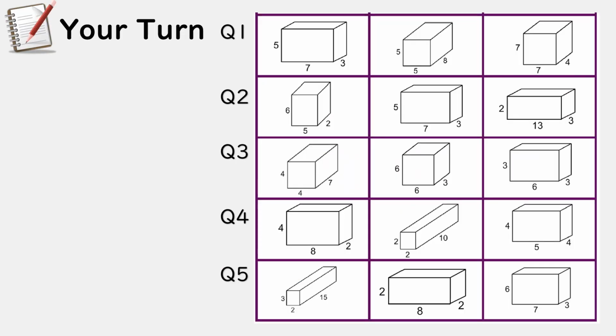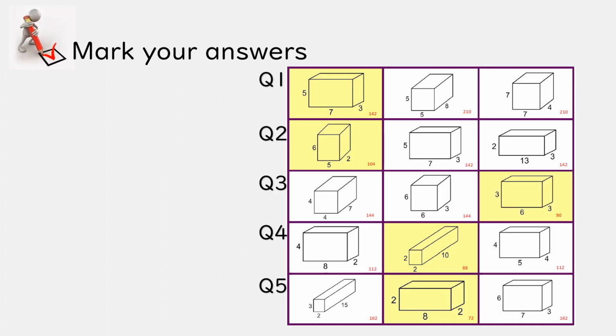If you are going to be doing the bronze questions, do question 1 and 2. If you're going to do silver questions, you're going to have a go at question 3 and 4. And if you're going to do gold questions, you're going to do question 4 and 5. So pause the video now and have a go at those. Now use this slide just to mark your answers. So the ones highlighted are the odd ones out. And in red in the bottom corner is the surface area you should have got for each of them.